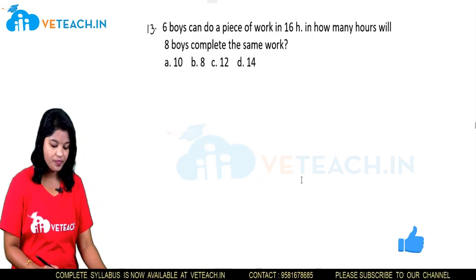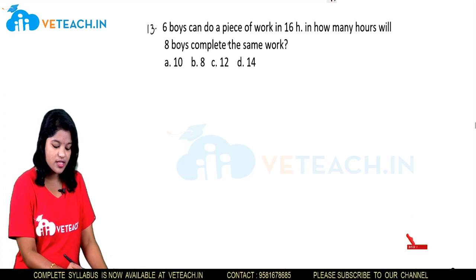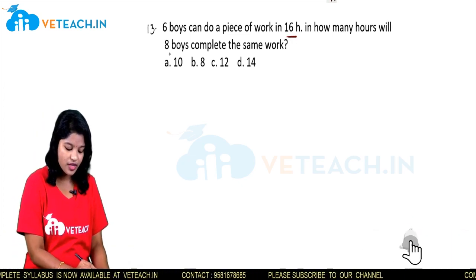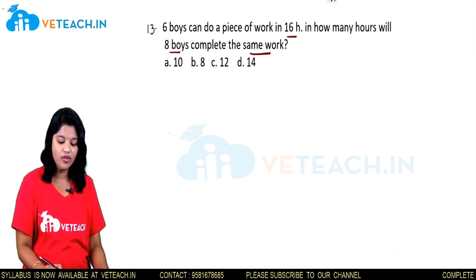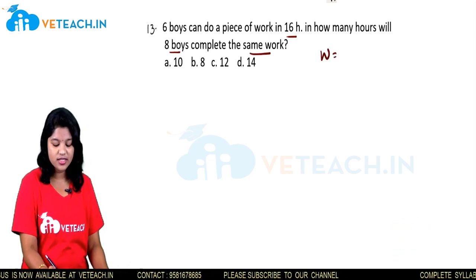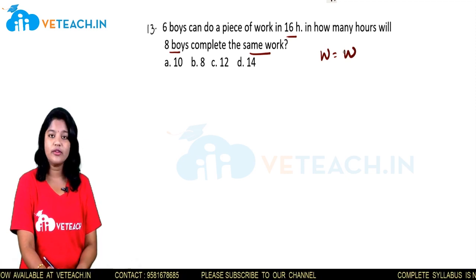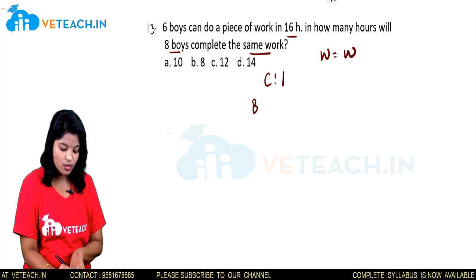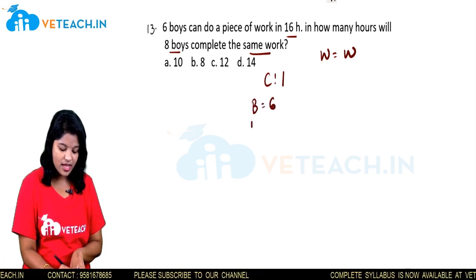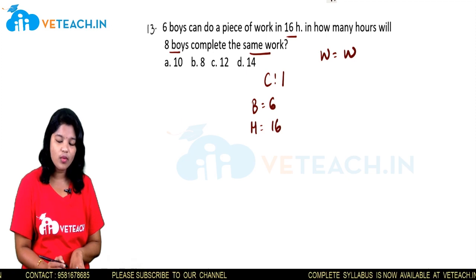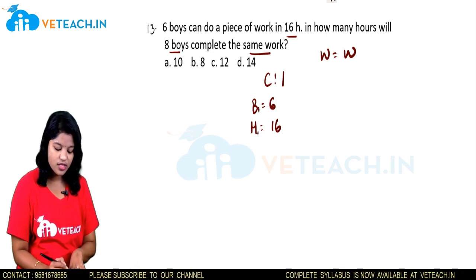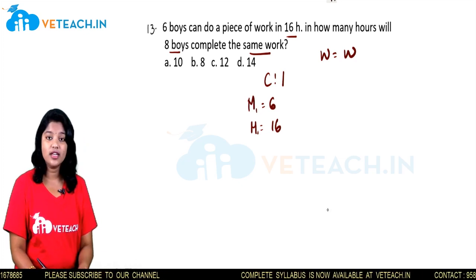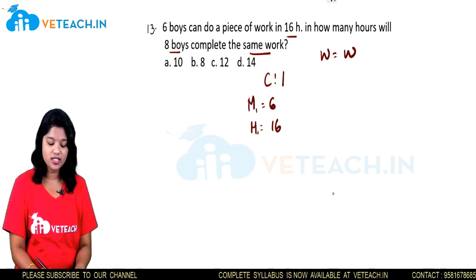See the next question. Here 6 boys can do a piece of work in 16 hours. In how many hours will 8 boys complete the same work? So here the work is the same between the two sets of boys. So in the first case, case number 1, the boys are equal to 6 and they can do it in 16 hours. So this is M1 H1, where M1 is the number of men in the first case.